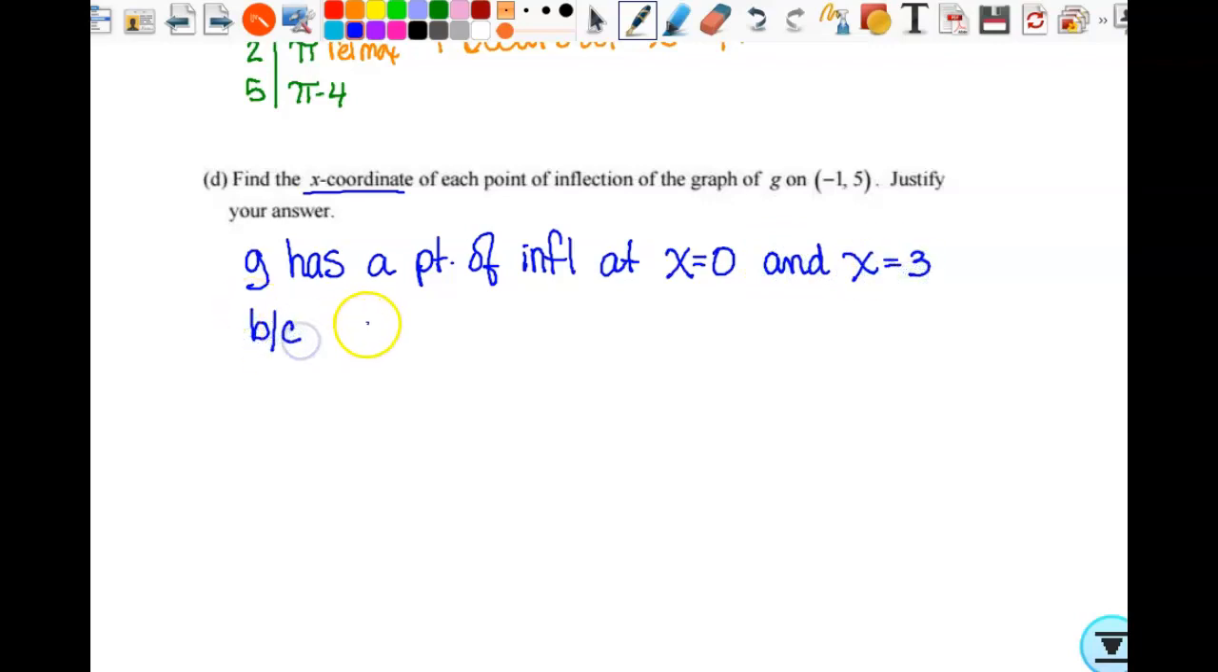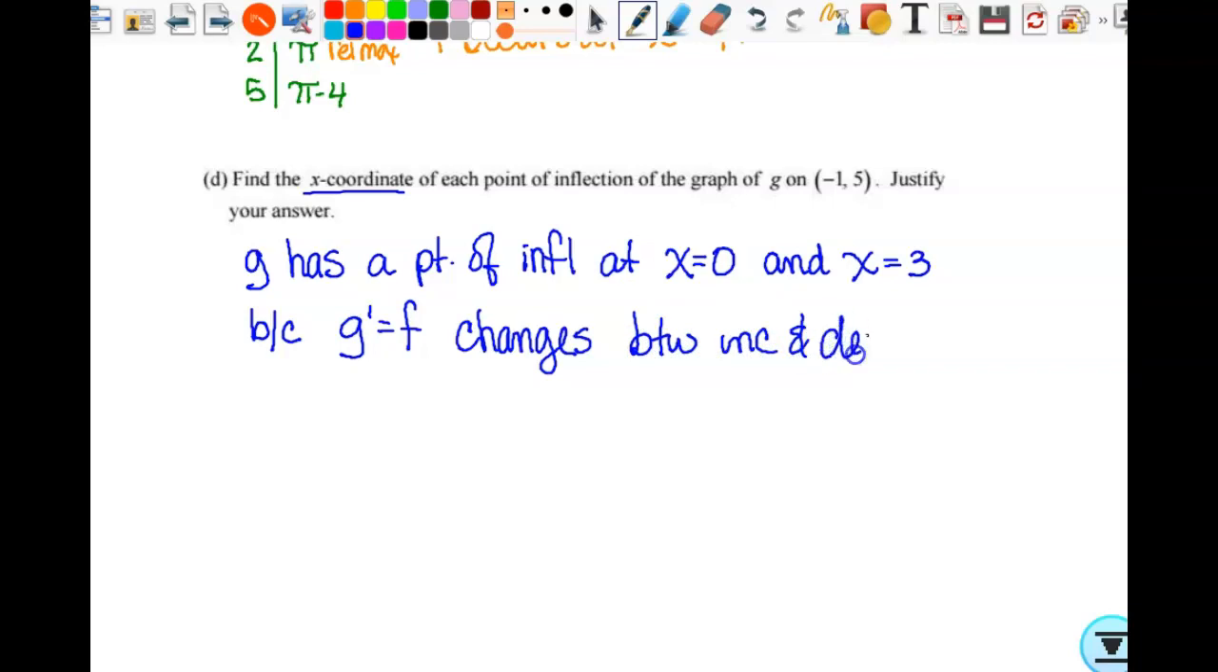because G prime equals F, or F equals G prime, either way, changes. Now the wording you put here can make a difference. I don't want to say changes from; I could say it changes from increasing to decreasing or decreasing to increasing. Or I could say changes between increasing and decreasing, because that doesn't denote which way it's going, right? Or you could just say increasing to decreasing or decreasing to increasing, whatever.